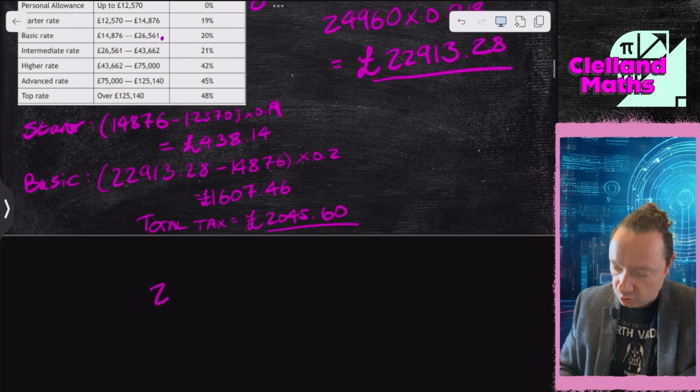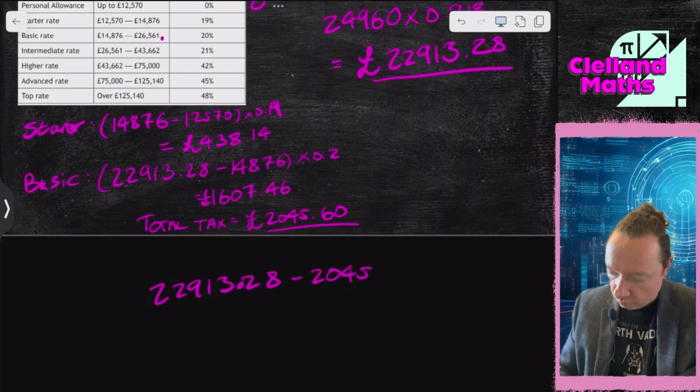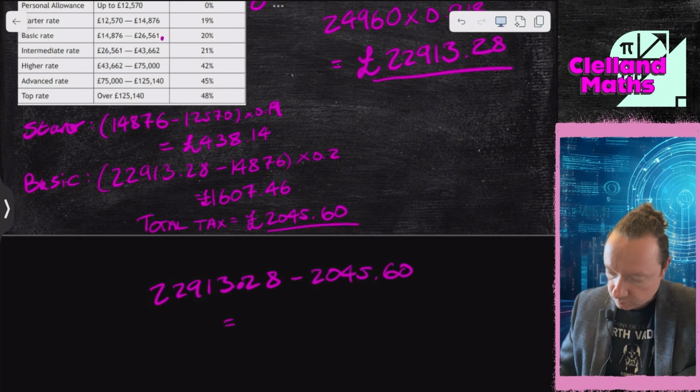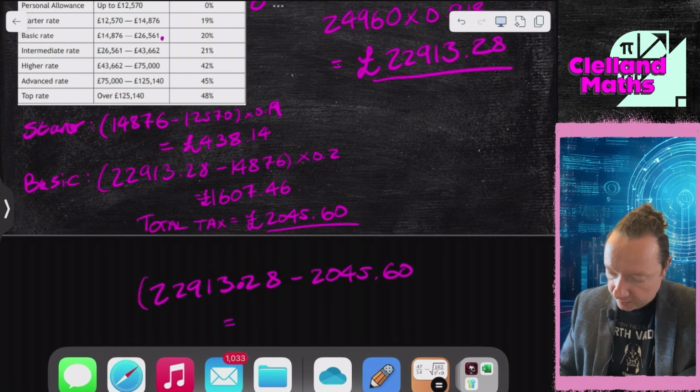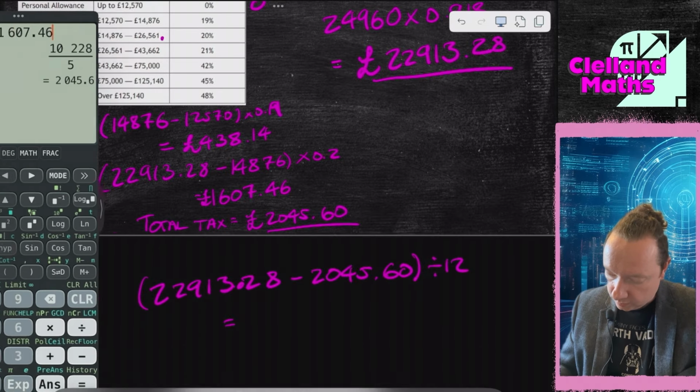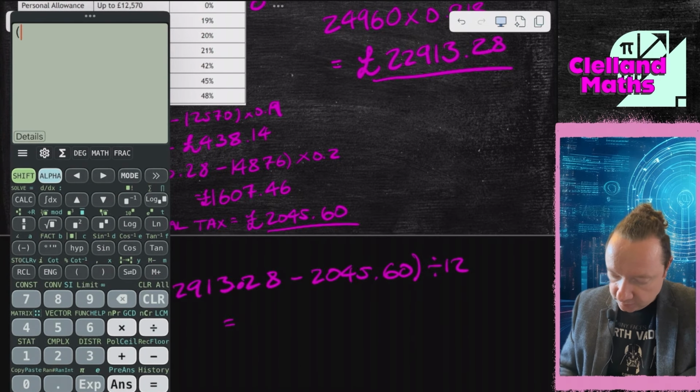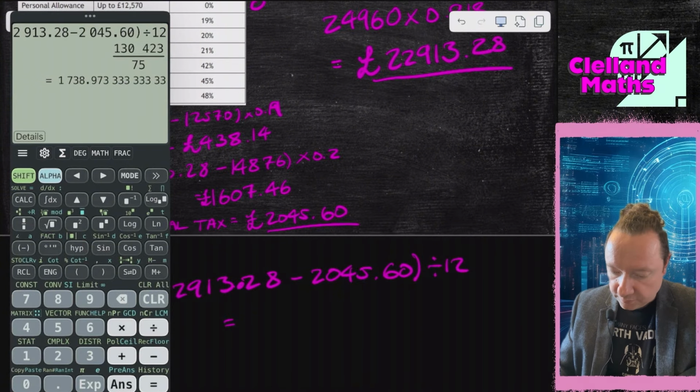So I can just do £22,913.28 minus my total tax of that. And then divide by 12. Being as efficient as I can by using my calculator's brackets. £1,738.97.